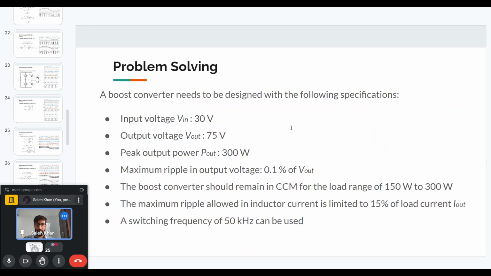So after this summary of what was taught in the week, we can now come to a problem solving session. It is quite similar to what you have in your assignment, but instead of a buck boost converter, here we have a boost converter.